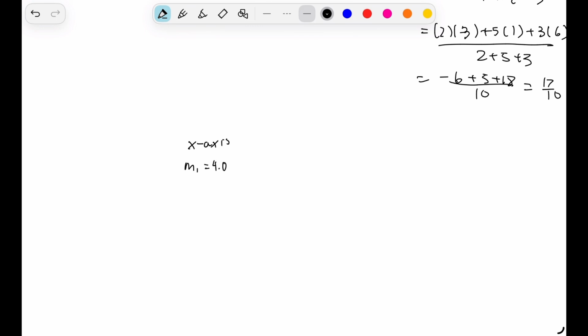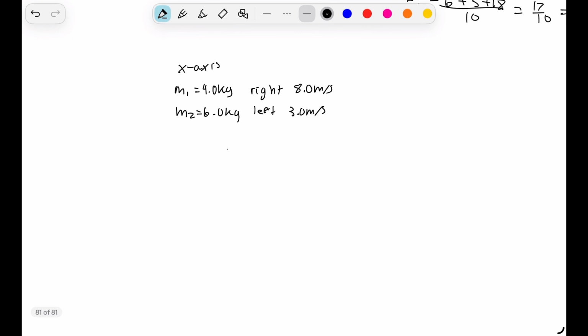Now, for velocity, let's say we have two objects moving on an x-axis. M1 is 4 kilograms and is going to the right at 8.0 meters per second. M2 is 6.0 kilograms moving leftward at 3.0 meters per second. So this we can write as a positive 8.0 for v1, and for our v2 we have a negative 3.0 since it's to the left.